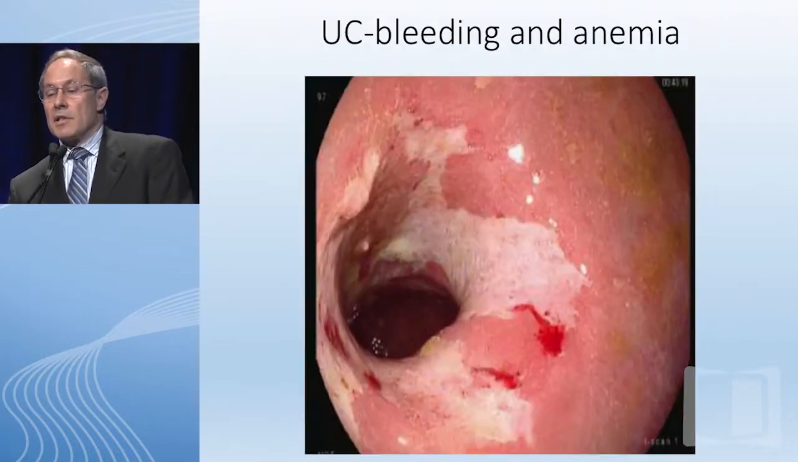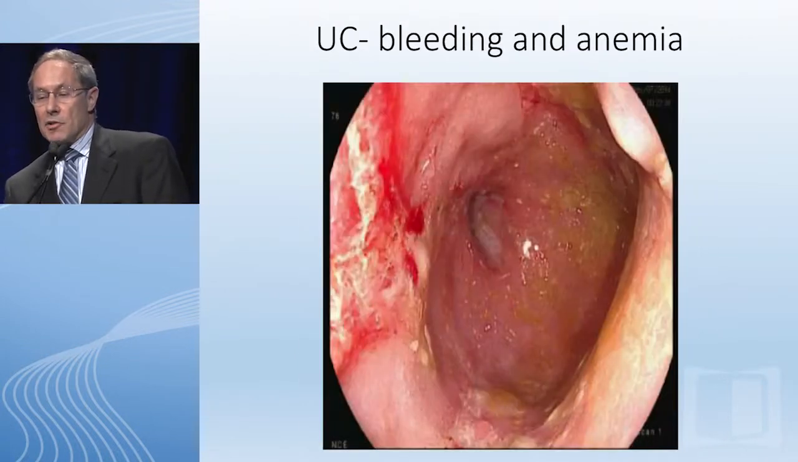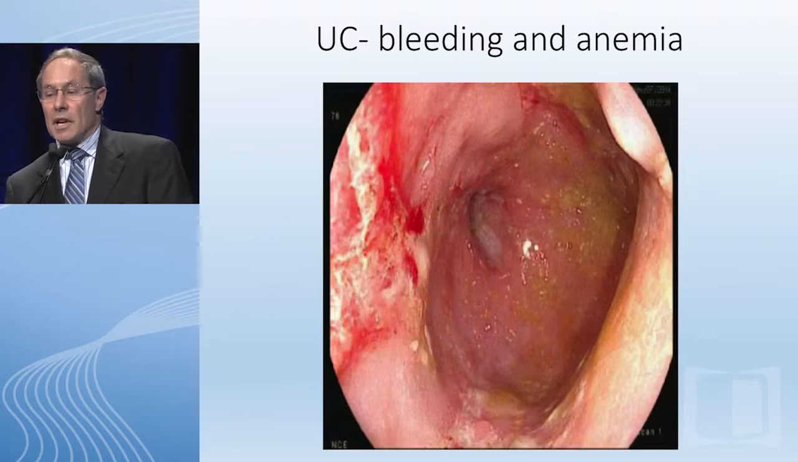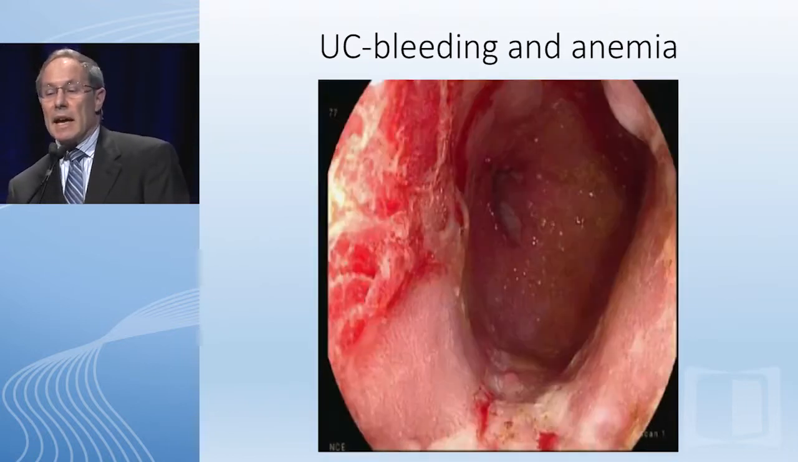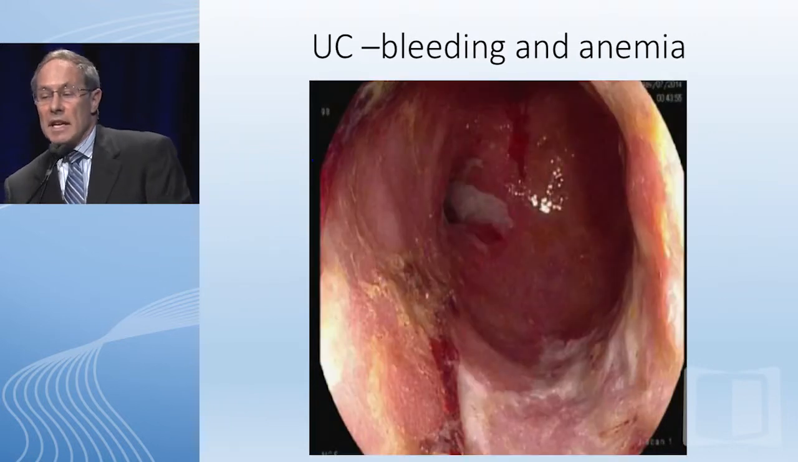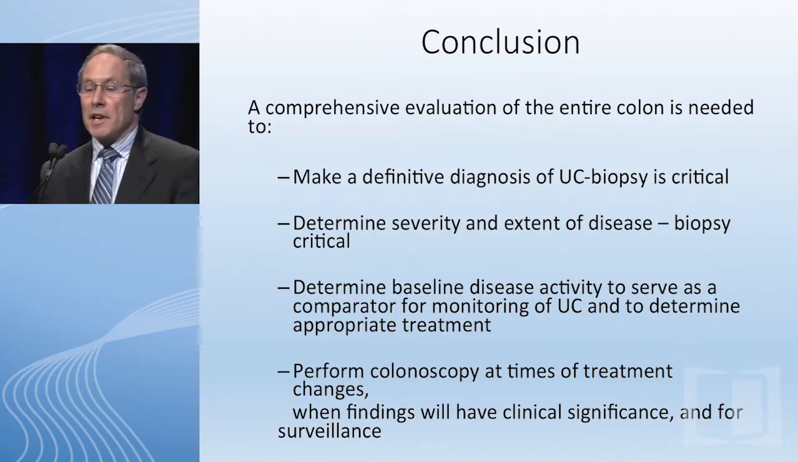And here are some more cases, refractory ulcerative colitis. This patient had bleeding and anemia, and this was certainly the source of things, again, successfully controlled with medical therapy.